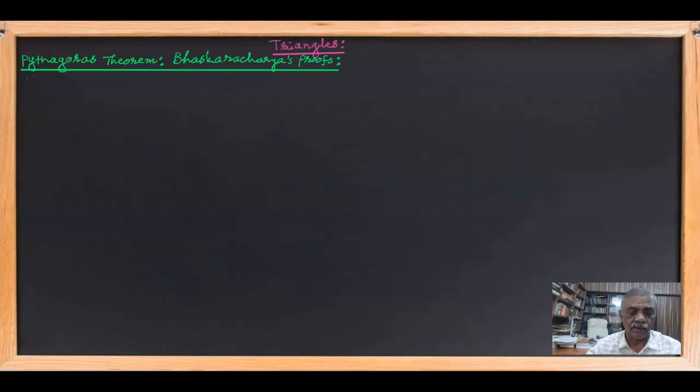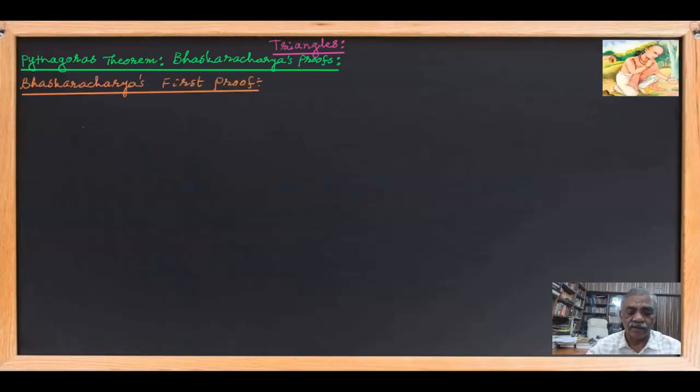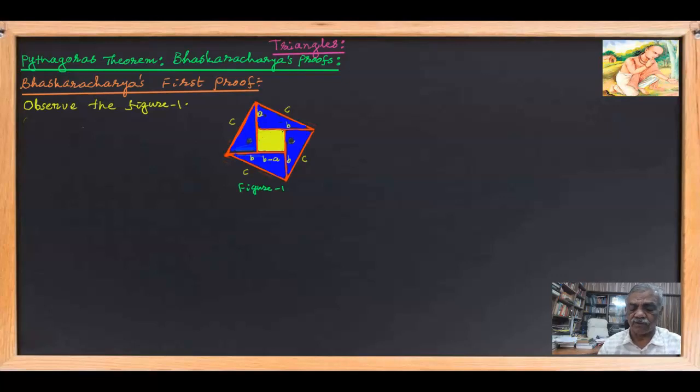And here, Bhaskaracharya's first proof. Actually, he gave two proofs for this Pythagoras theorem. The first proof I am going to present here. Observe figure 1: the blue triangles, you can see each one is a right angle triangle whose hypotenuse is C, and the lengths of the other two sides are A and B respectively.